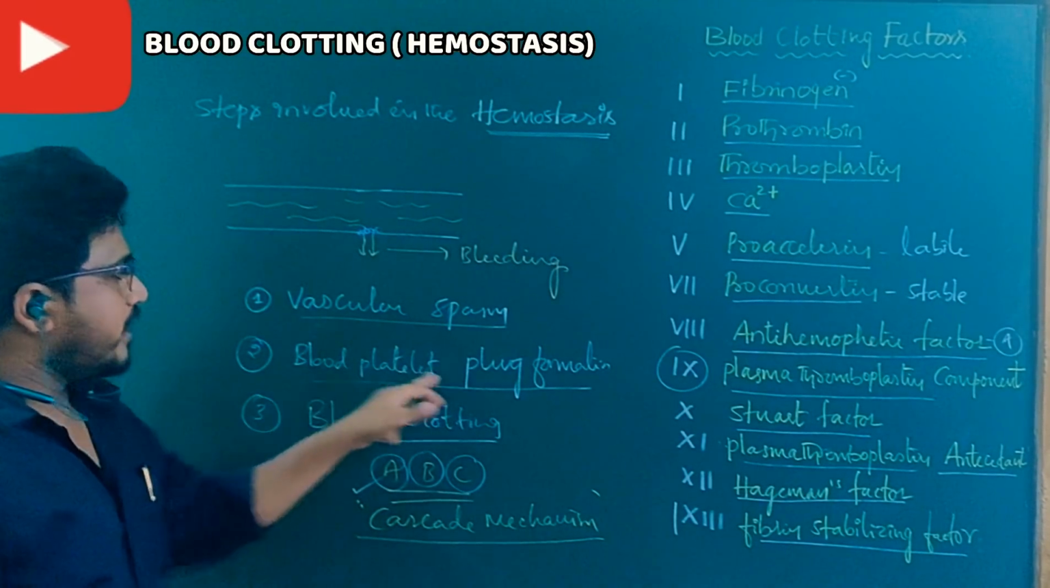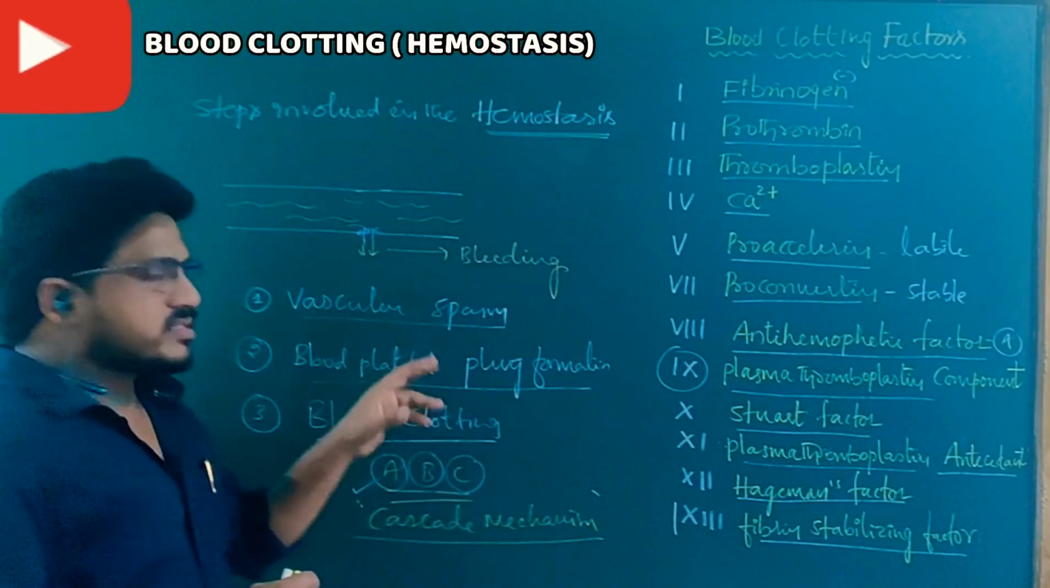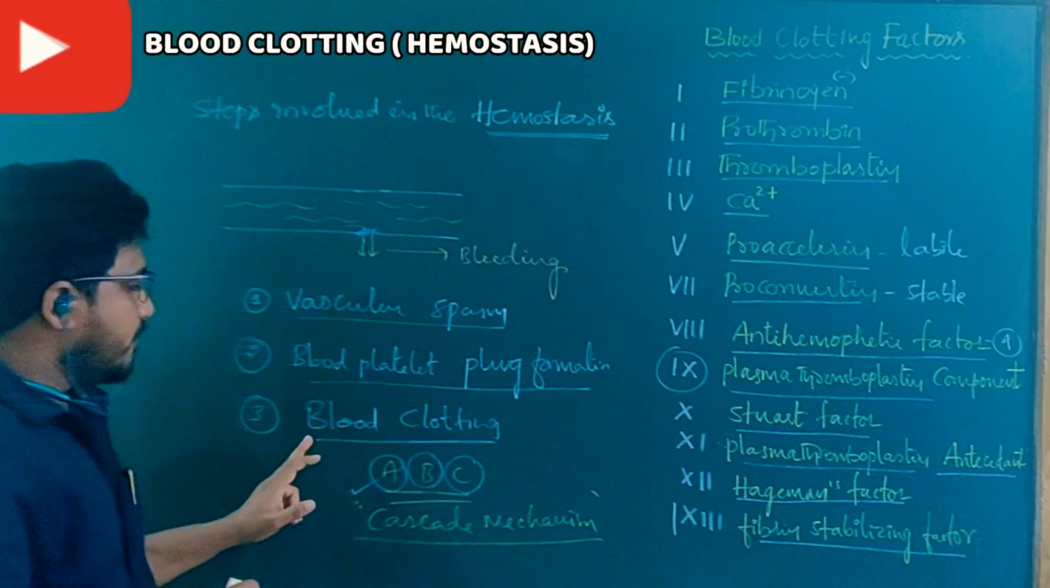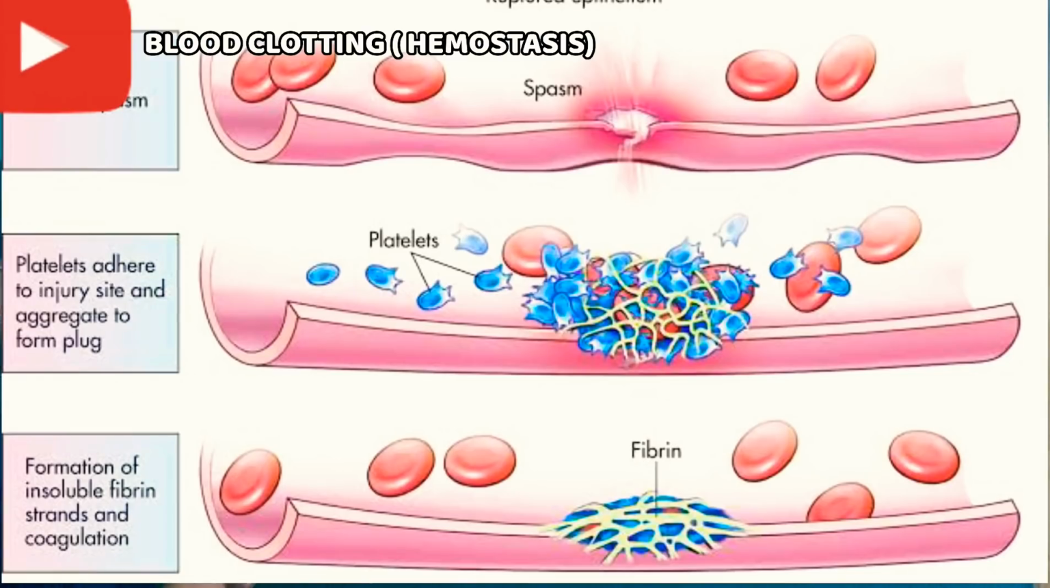Secondly, blood platelet plug formation. After vascular spasms, so many blood platelets come closer and form a cluster-like structure, that is called blood platelet plug formation. It acts as a plug. Thirdly, blood clotting. Blood clotting has so many steps. Let us see in detail.